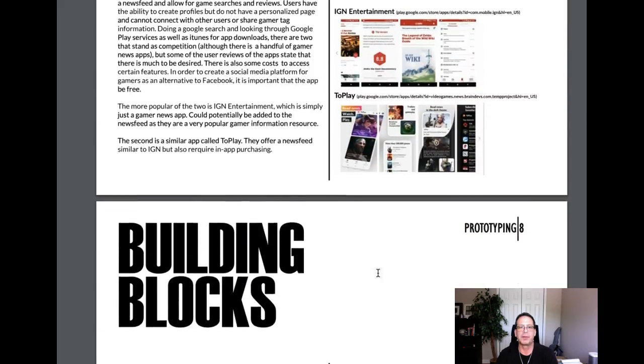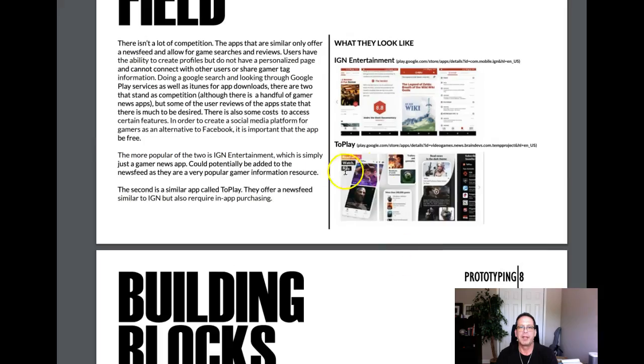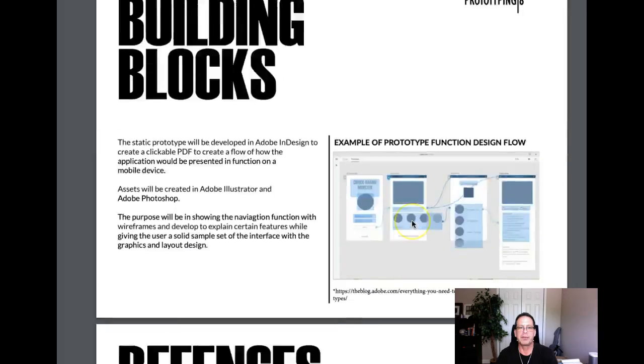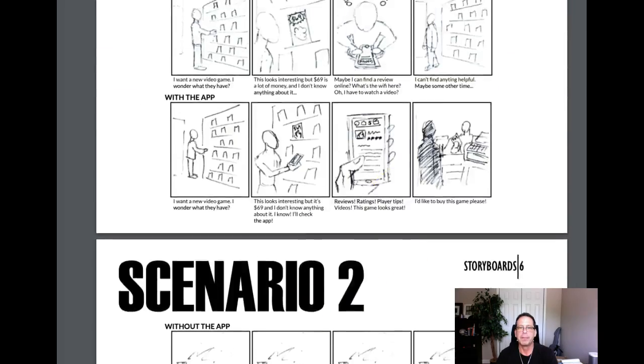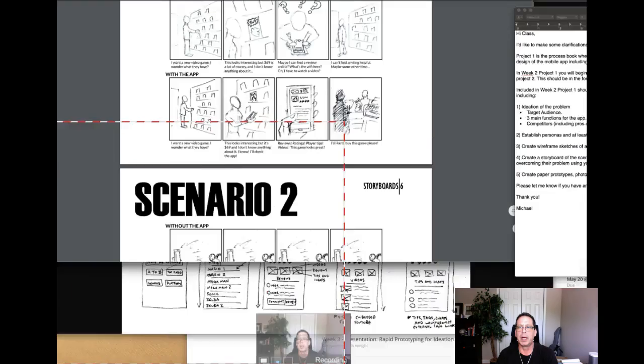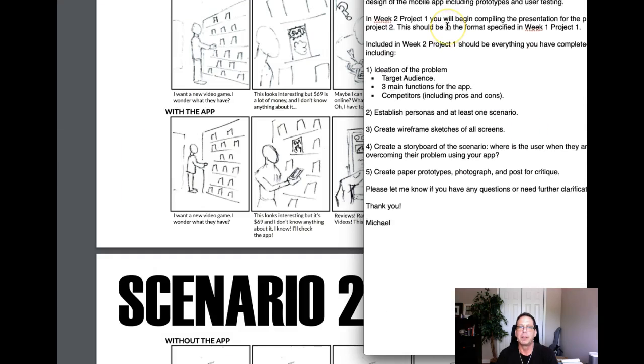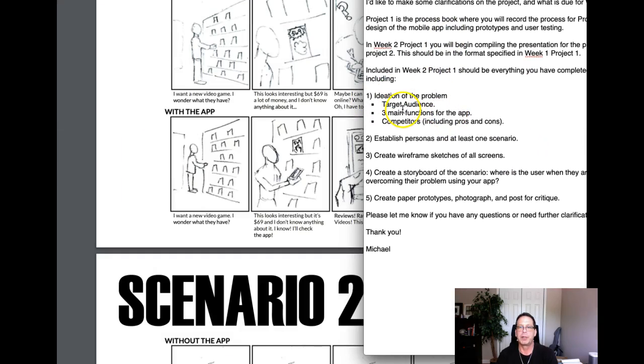Then you have the rest of your presentation from last week, and that's really fantastic. Okay, so what do we have here? We've got your ideation, your target audience, 3 main functions of the app, your competitors. Remember the competitors, you might want to include that. Now, that was left over from week 1. Remember, we established our idea, we gave our target audience, 3 main functions for the app and competitors. You might include that in your storyboard as well, including their pros and cons.